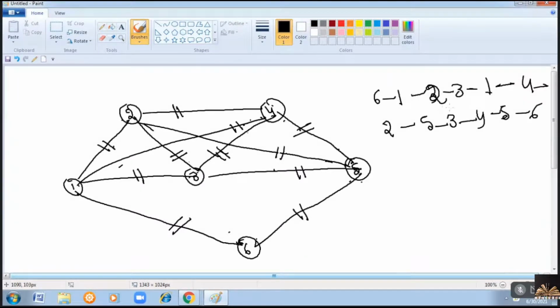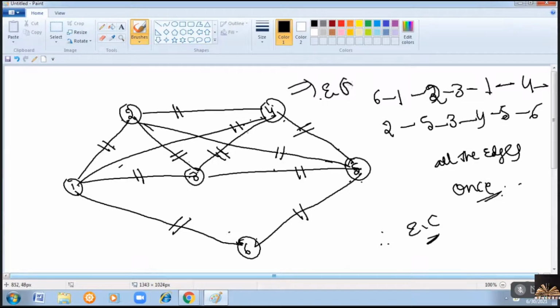So now if you observe this traverse, all the edges are visited. How many times? Exactly once. All the edges are visited exactly once. Therefore, you can say that there exists an Euler circuit, and this is an Euler graph. Is it clear for you all?